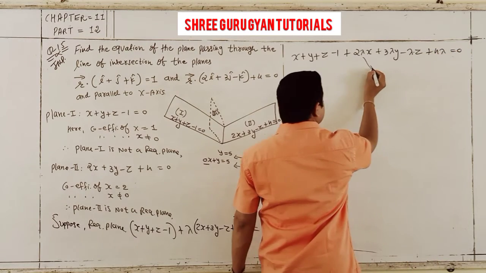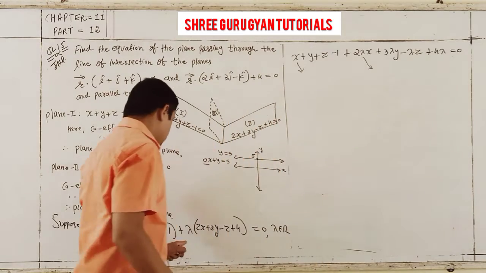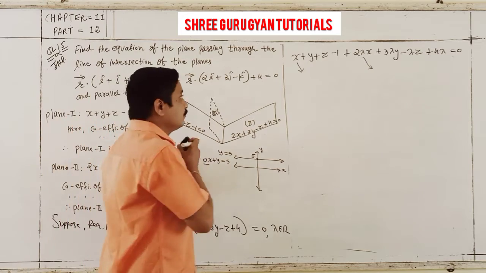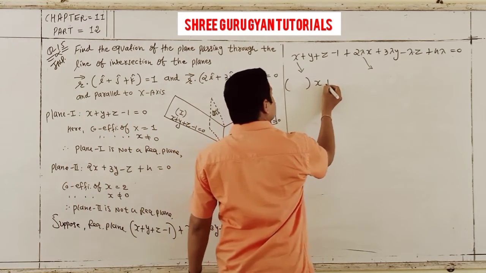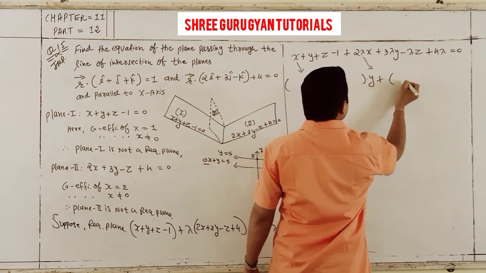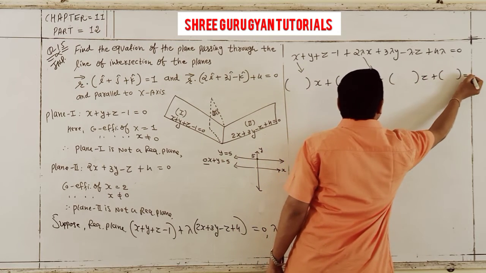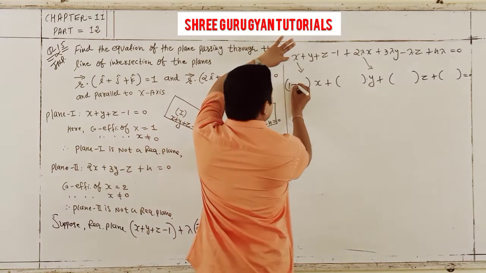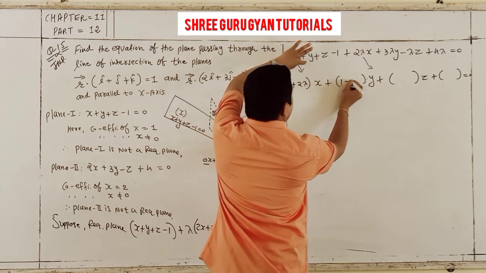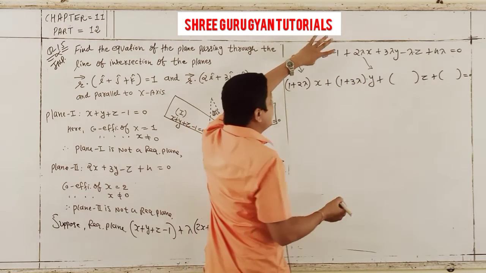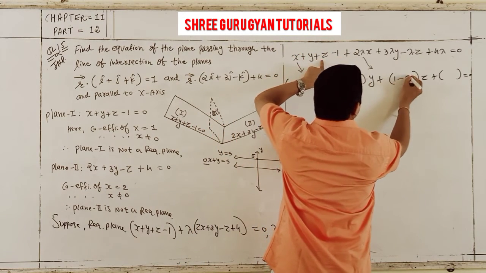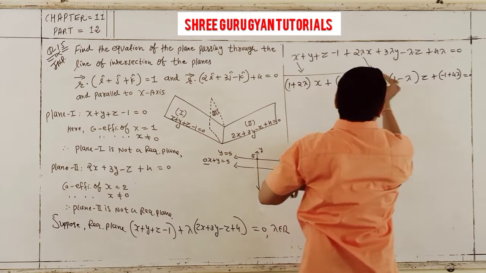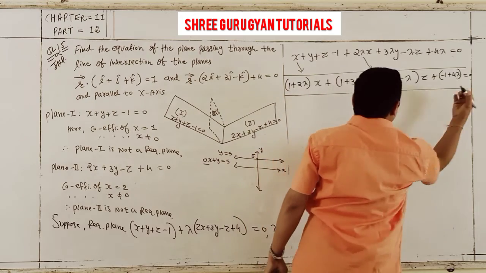Students, you will check: first this x value and x value are combined. One more time check: 2 lambda x, 3 lambda y, minus lambda z, plus 4 lambda. So your equation is x, another y, another z, and constant is equal to 0. For x I have 1 plus 2 lambda, y 1 plus 3 lambda, and z, students, here 1 minus lambda, and constant minus 1 plus 4 lambda. That's your third equation of the plane.